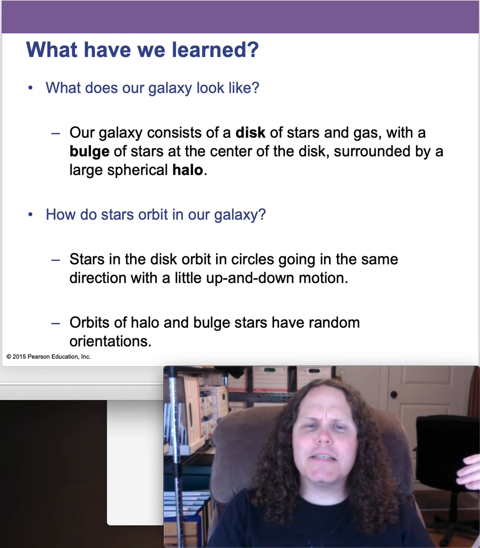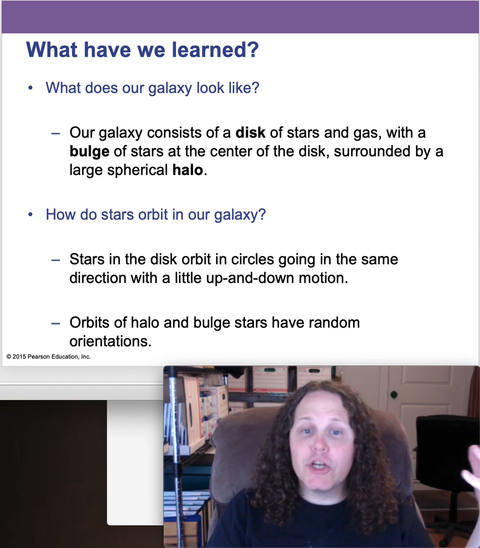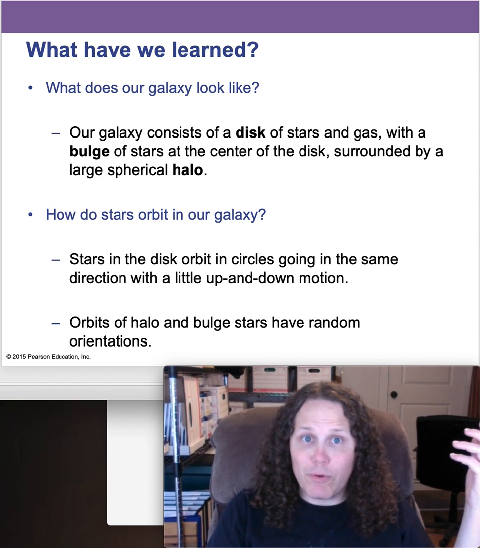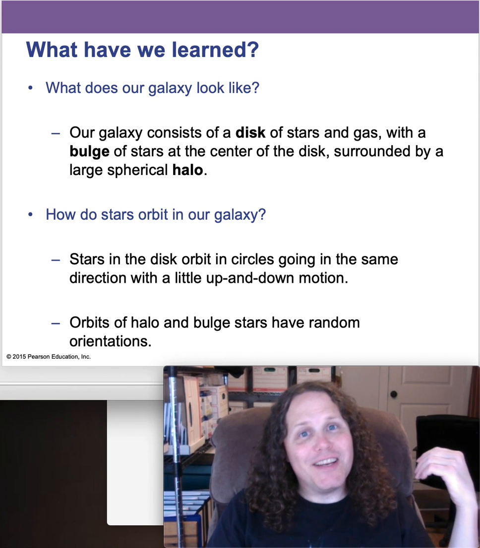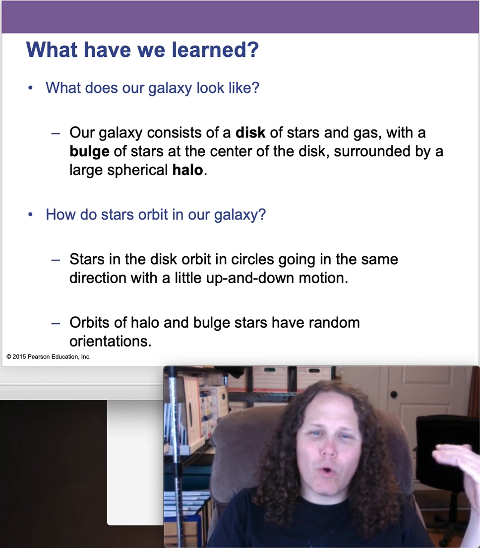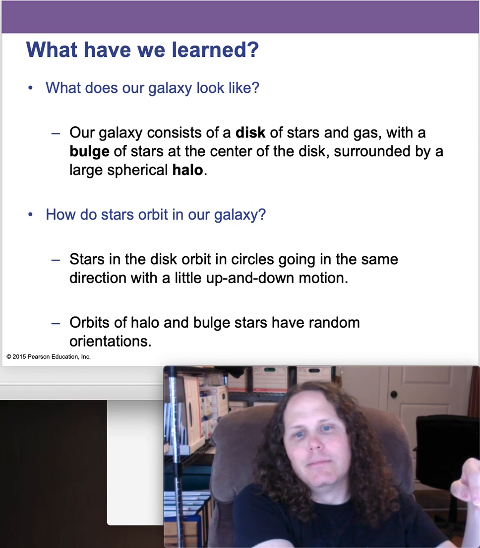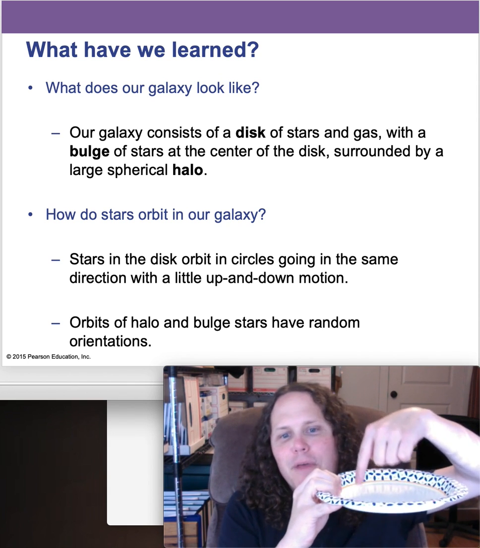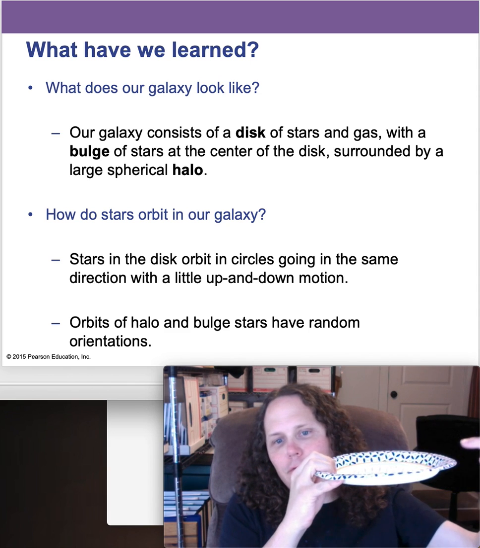So our galaxy consists of a bulge, a disk, and a halo. Stars in the bulge and halo orbit with random orientations, while the disk stars orbit in more or less the same direction, except they do bob up and down a little bit.